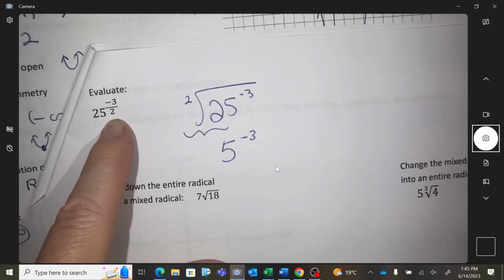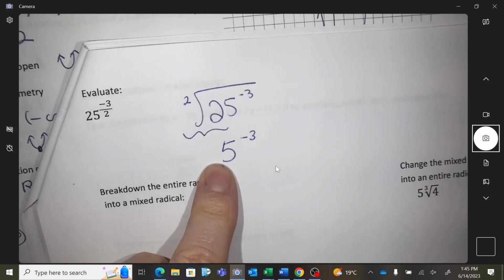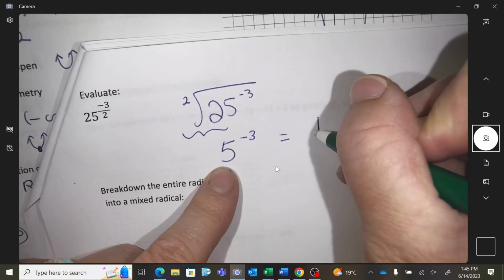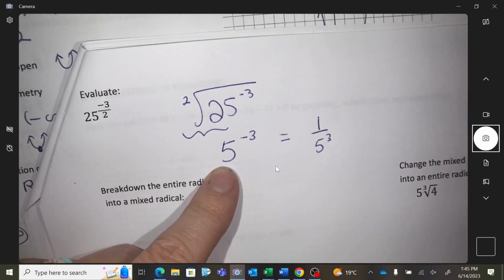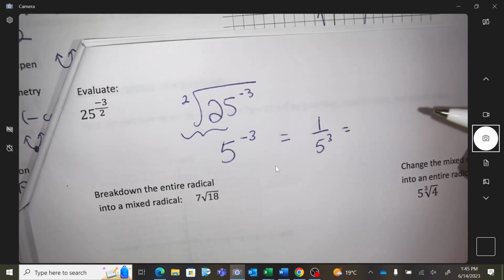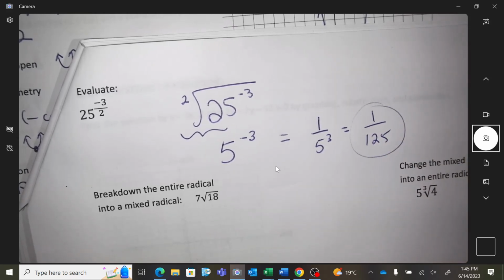Okay, so bottom fraction exponents mean radical it. And what is this? Well, how do we work with this now? There's a flip. So 1 over 5 cubed, that's the flip. I want the full answer evaluated. Okay, all without a calculator, you're doing these things.